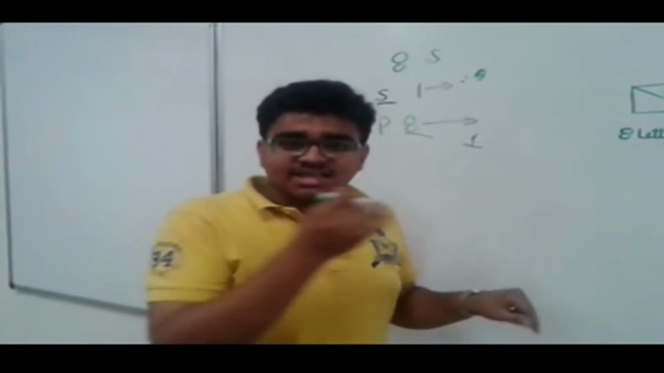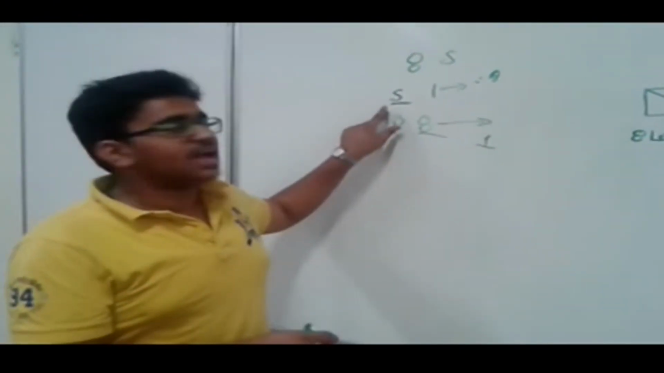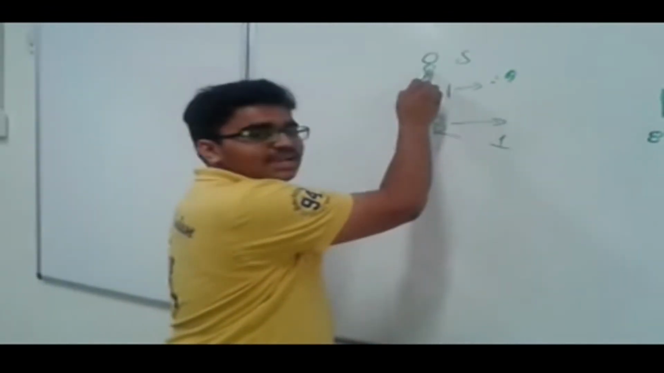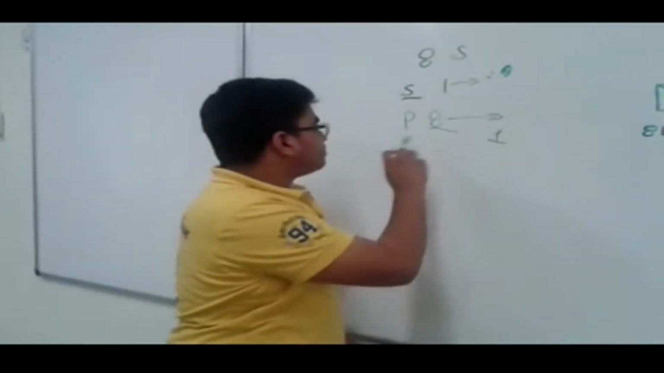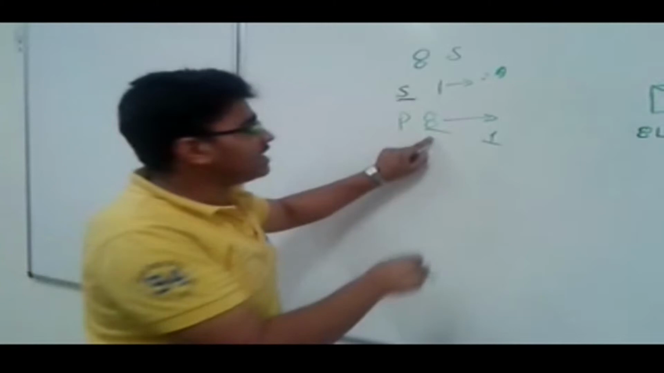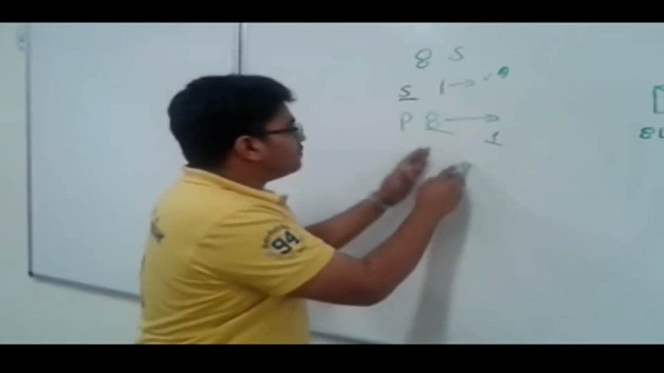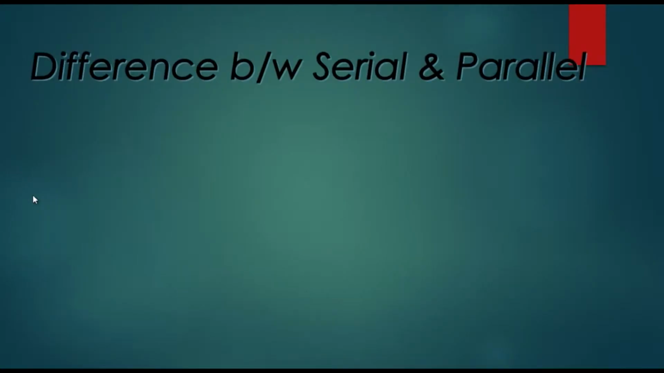But the advantage of the serial port lies in this. In a serial port, to send these 8 bits, we need only one wire. But in a parallel port, since we are sending 8 bits at one time, we need 8 different wires.